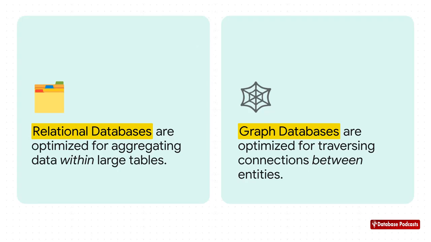And the answer, the whole reason this matters, comes down to one single word: optimization. It's not about what you can store, it's about what you can efficiently ask. Relational databases are optimized for aggregating data within tables. Think finding the average price of a product. Graph databases are optimized for traversing the connections between entities, finding paths, discovering communities. For those kinds of questions, the performance difference isn't small, it's monumental.